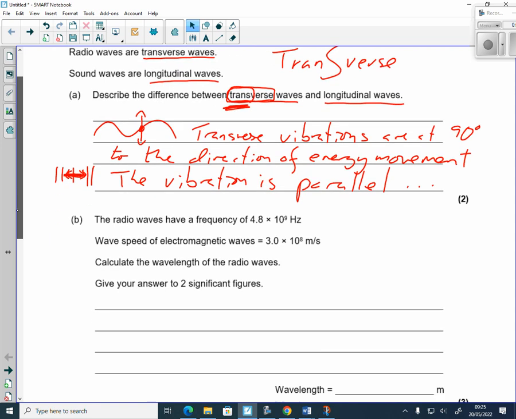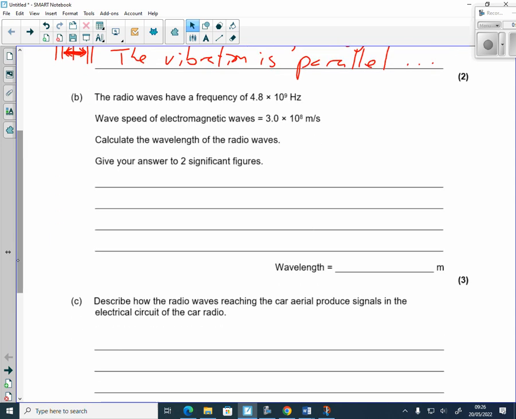Then we've got a simple little wave equation problem. You're giving us the frequency and you're giving us the wave speed. Nothing awkward about the units here. The only problem is they're in standard form. You've just got to be used to using standard form. You've just got to be confident you can use that times 10 to the x, or on some calculators it's written as exp. But either way, it's going to put you into the standard form.